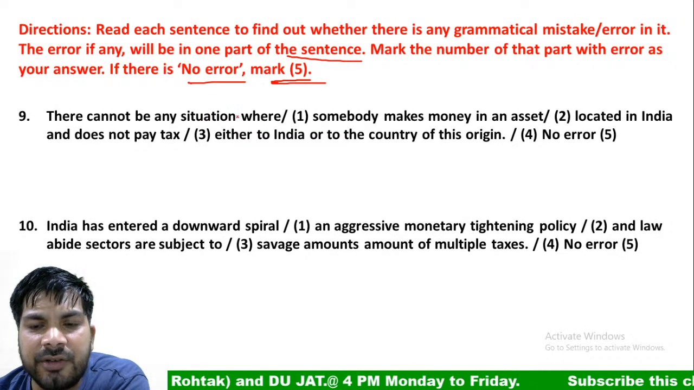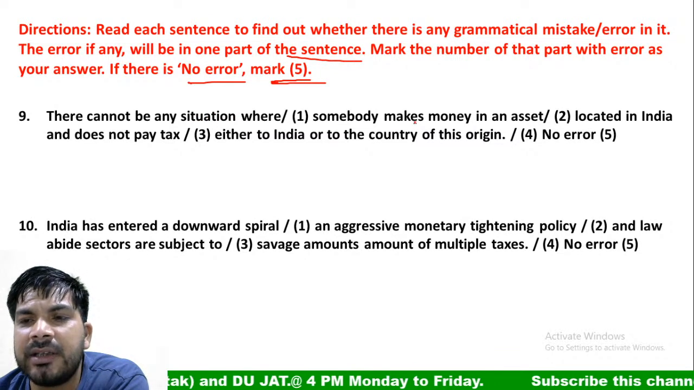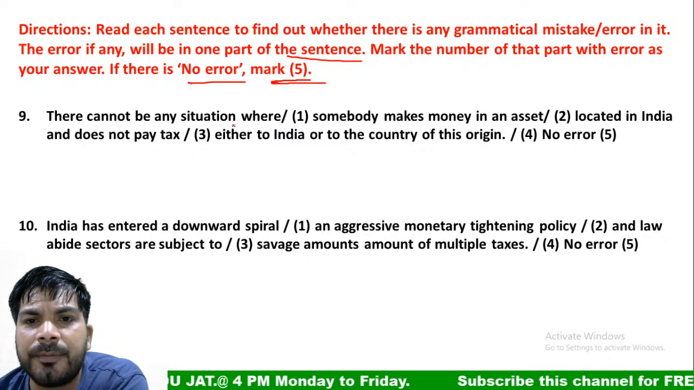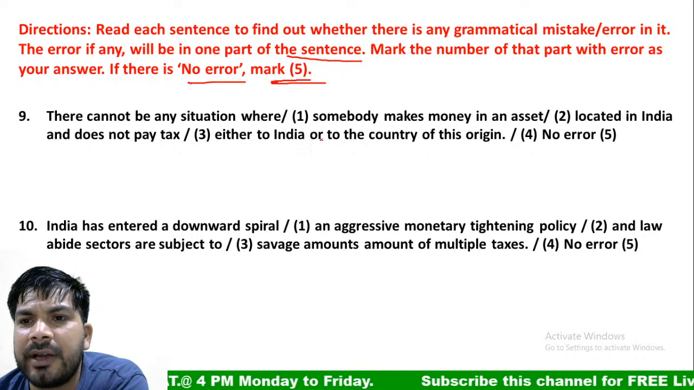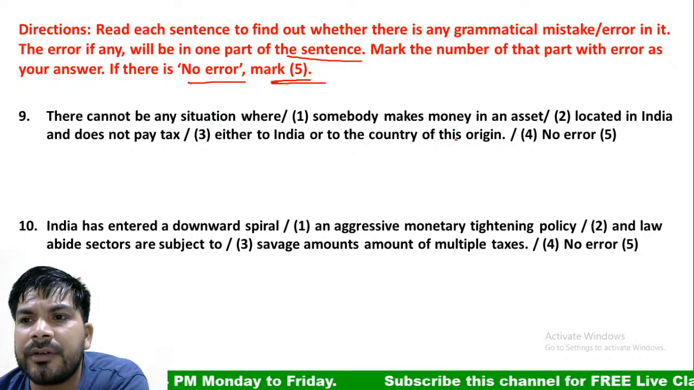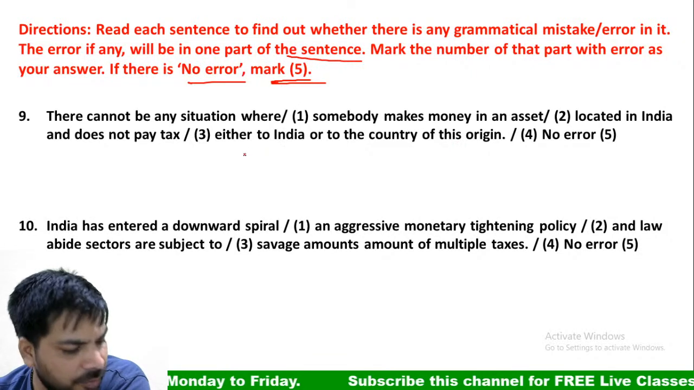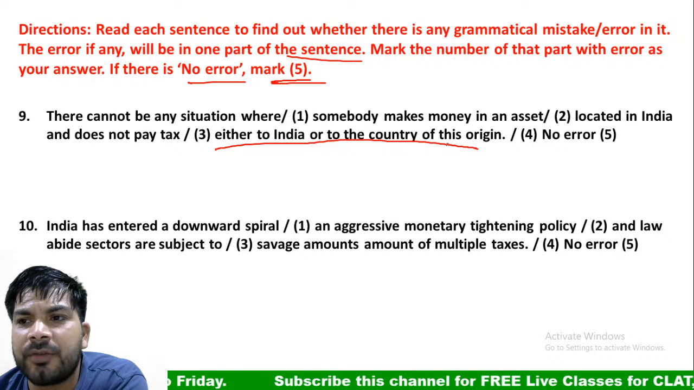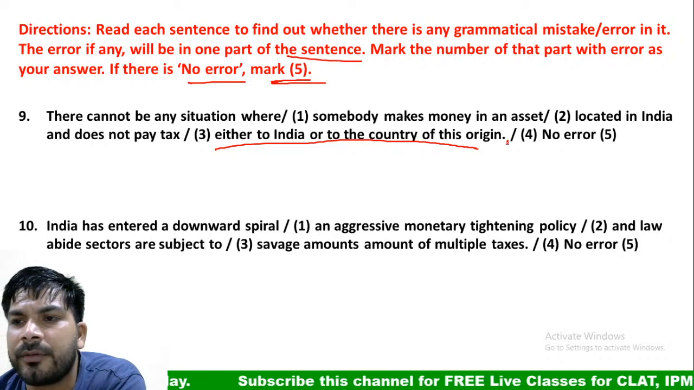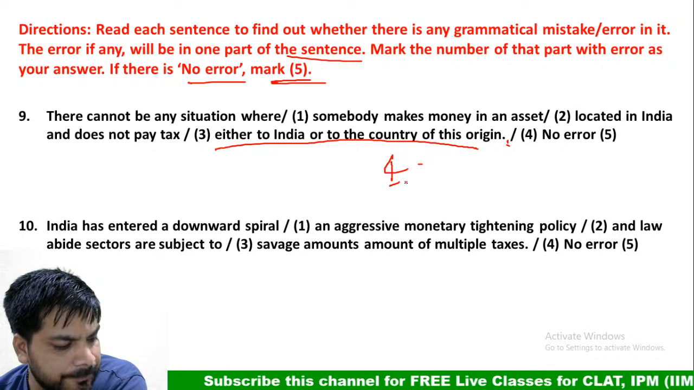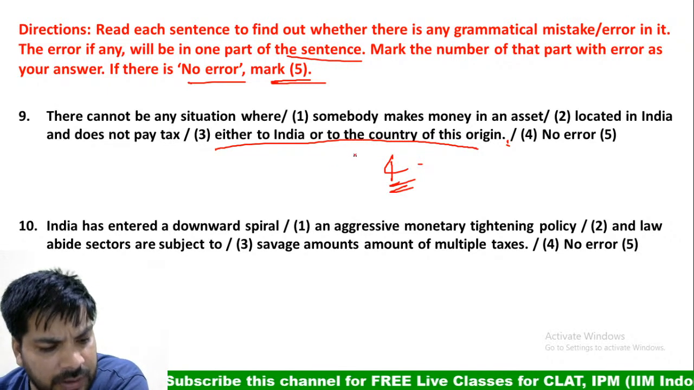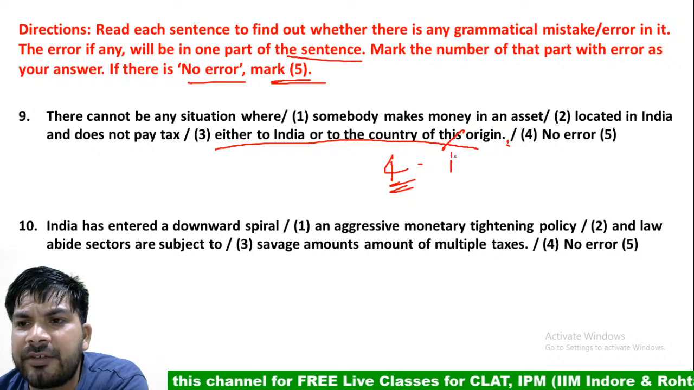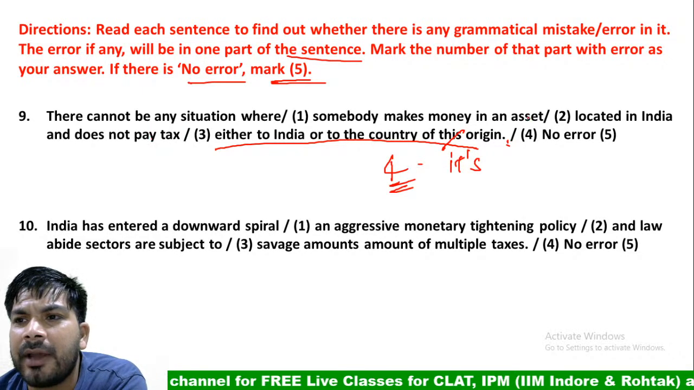There cannot be any situation where somebody makes money in an asset located in India and does not pay tax either to India or to the country of this origin. The correct answer should be what? Third, ladies and gentlemen. Why? Third is the right answer. Sorry, this is fourth. The correct answer is fourth. Why is fourth the right answer? A country of this origin? No, its origin. We are talking about asset.